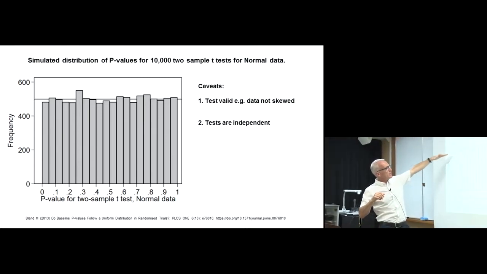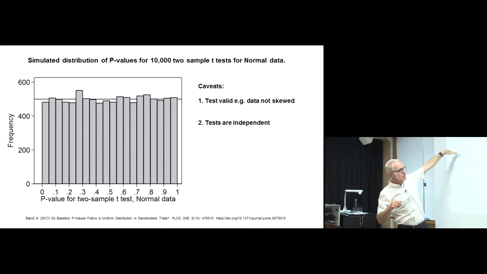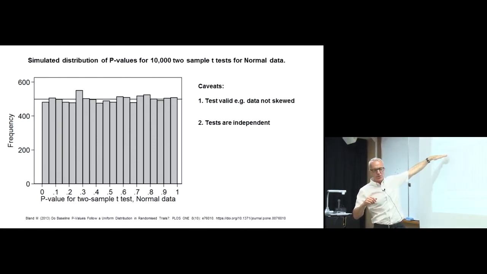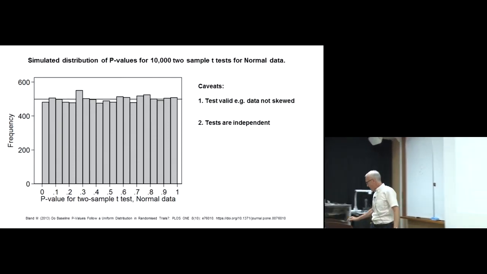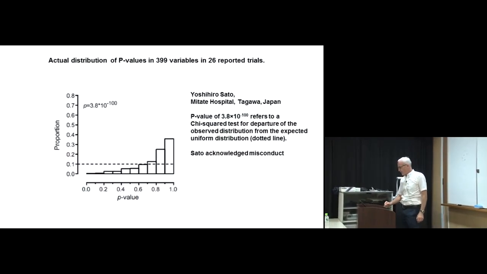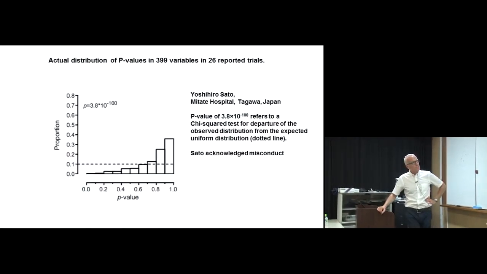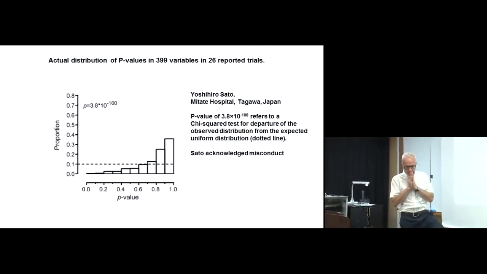So the p-value should have a uniform distribution. Now that's been used very well. Have you heard of Yoshihiro Sato? No? Mitate Hospital? Anyway, for people who are interested in misconduct, it's a reasonably well-known case of misconduct.